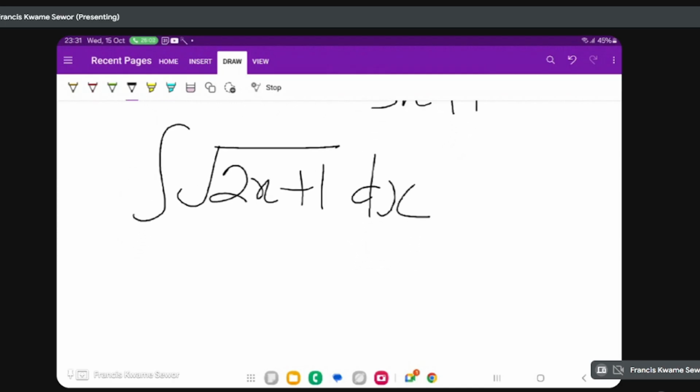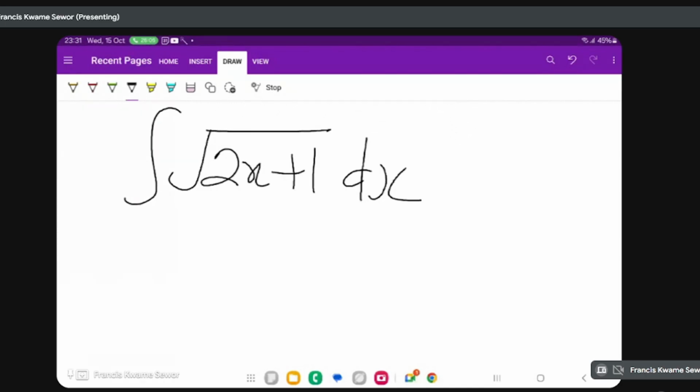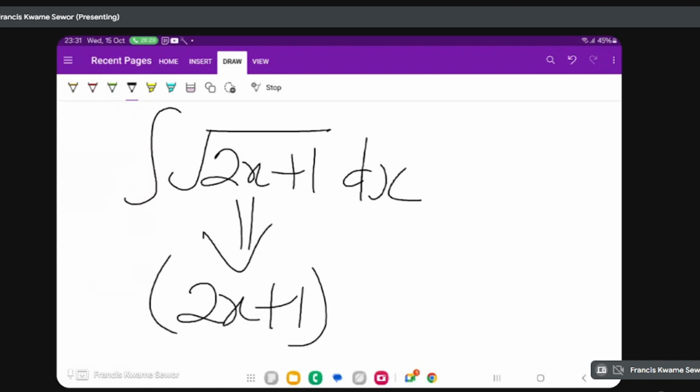What do you think, Marinos? I think substitution can be possible. Why? Because first, we said if we differentiate the function, we get a constant, and also this is a function to the power of half. Yes, substitution is possible, it's a power of half.